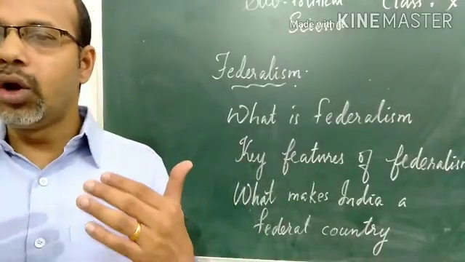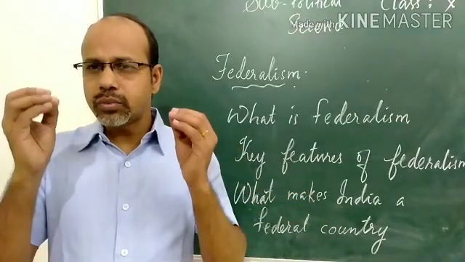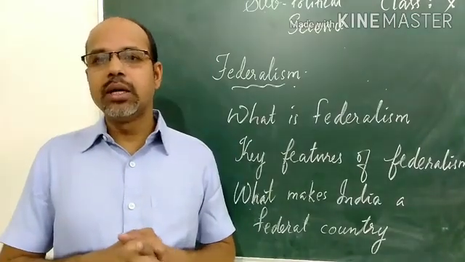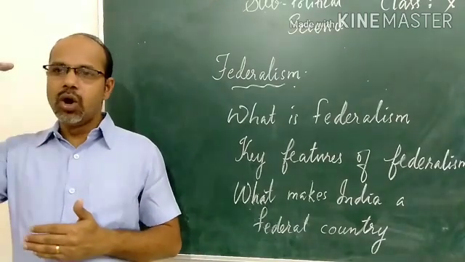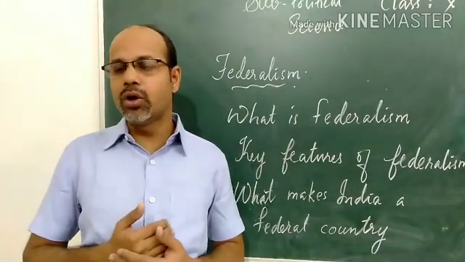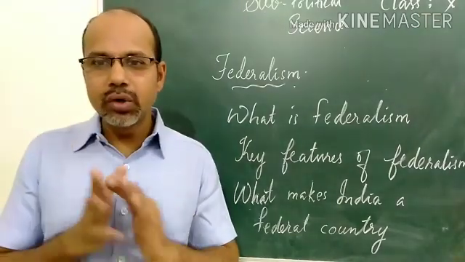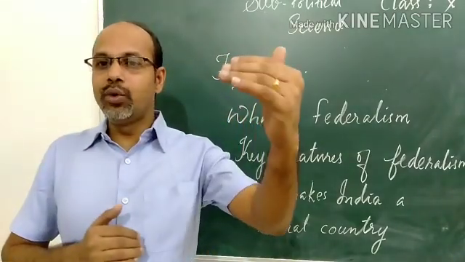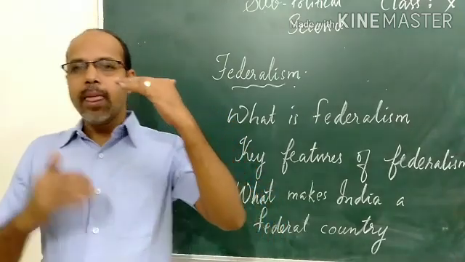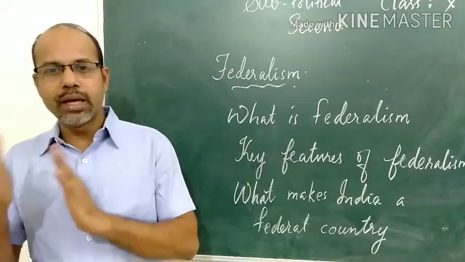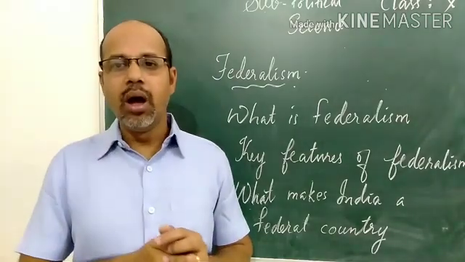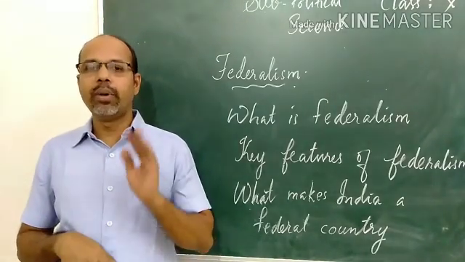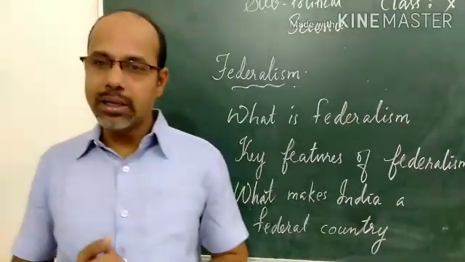The concurrent list includes different subjects. Here both the union as well as the state government can make laws on the subjects. If their laws conflict with each other, the law made by the union government will prevail. There is one point: if there is any conflict between the state governments and the union government related to the concurrent list, the law enacted by the central government will prevail and will have to be followed by the state government also.